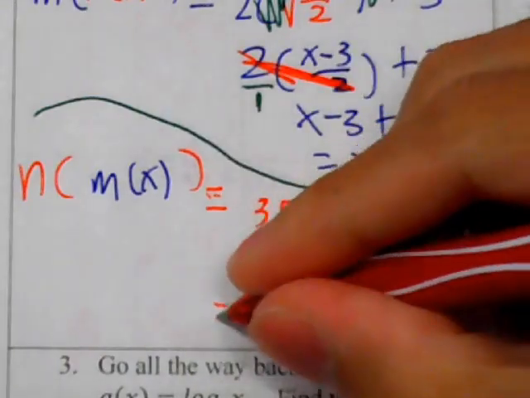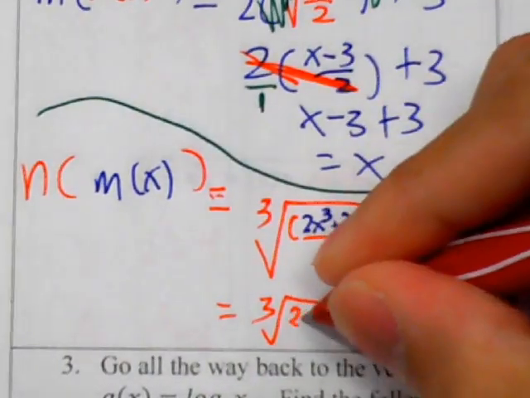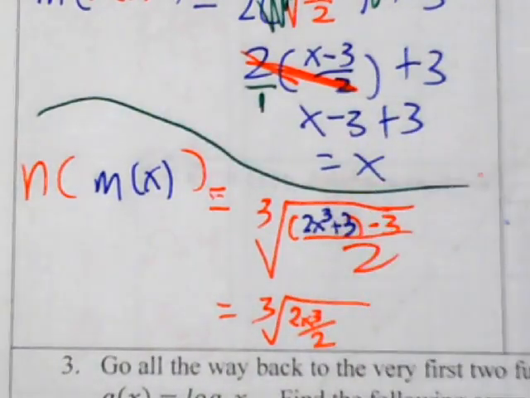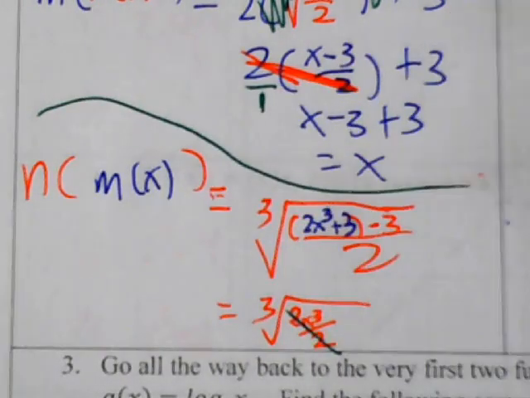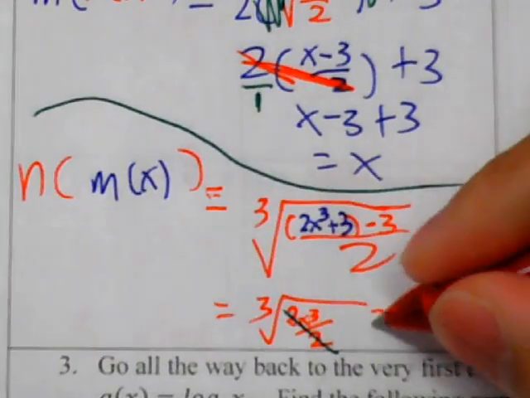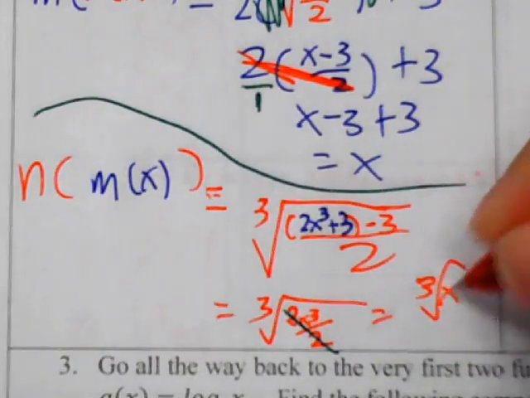Once you have verified that both orders of composition simplify down to simply x, you are able to conclude that they are inverses. So yeah, make sure you write your conclusion.